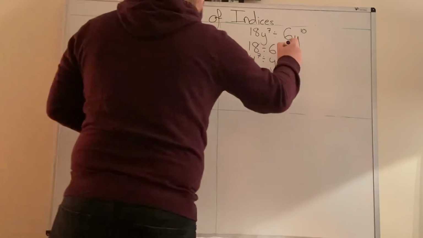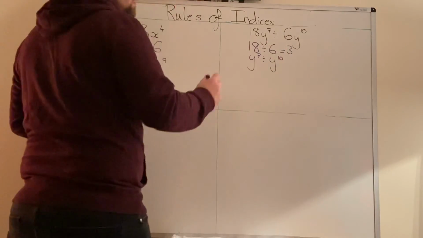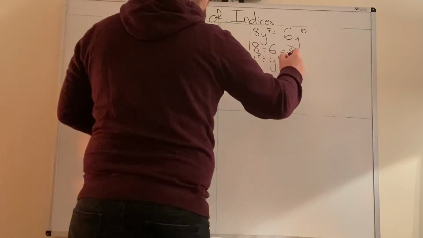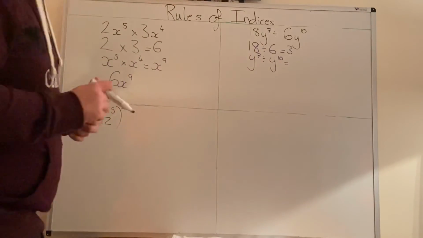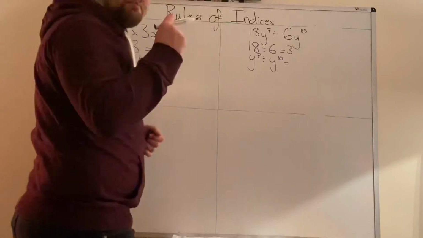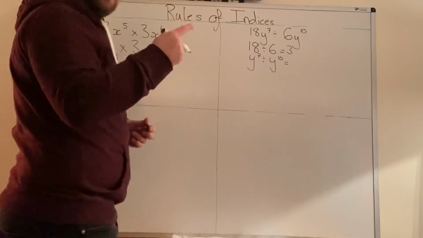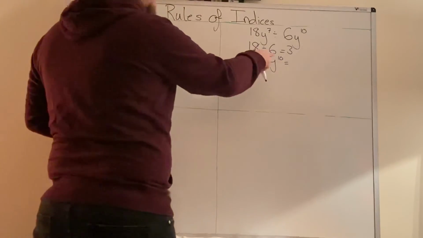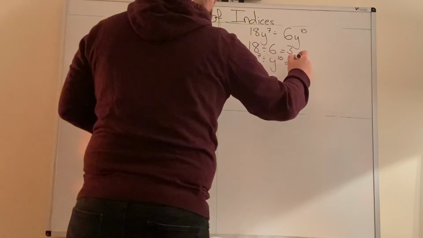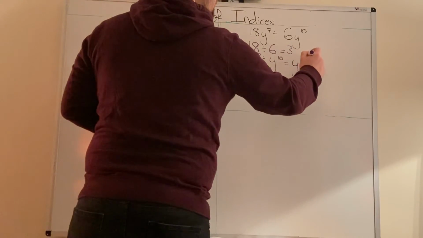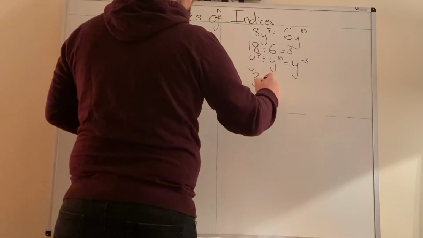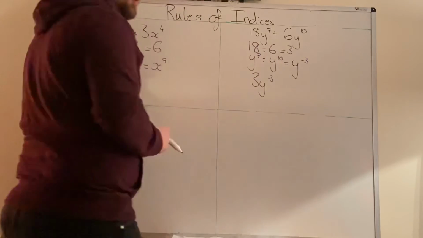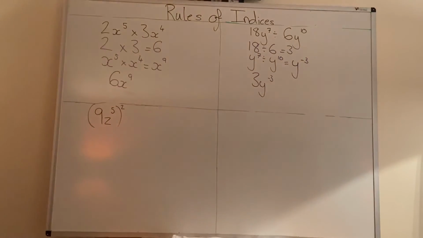18 divided by 6 is 3. Y to the power of 7 divided by y to the power of 10. Now I put this in as a bit of a trick, okay, just to see if you can get it. 7 minus 10 is minus 3. 10 minus 7 is 3. 7 minus 10 is minus 3. So we'd have y to the minus 3. So our answer would be 3y to the power of minus 3. Okay, just be careful on that, but the rule is exactly the same.